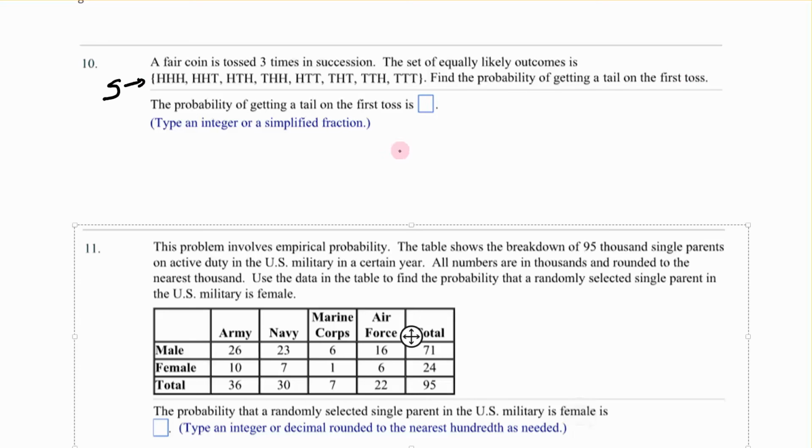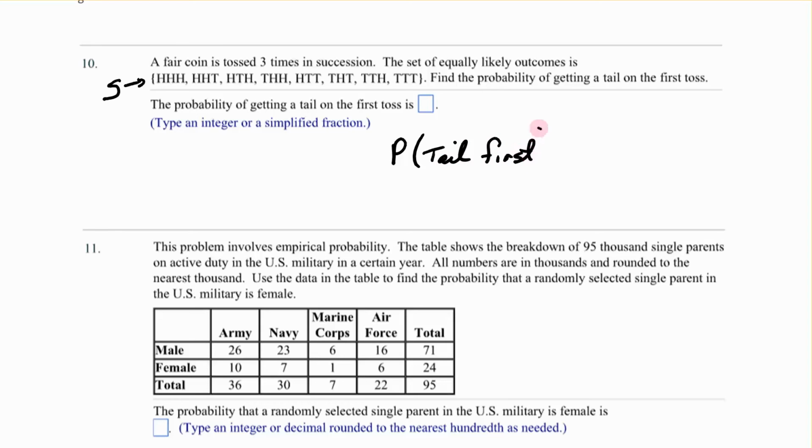Probability of a tail first. Well, there are 8 possible outcomes. Tail first. Let's see. This is a tail first. This is a tail first. This is a tail first. And this is a tail first.